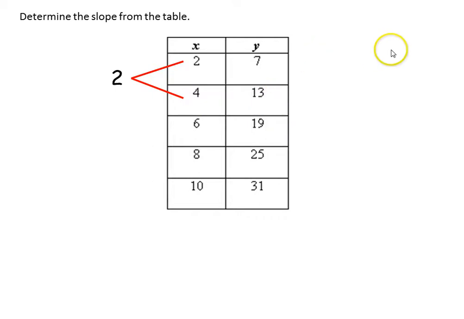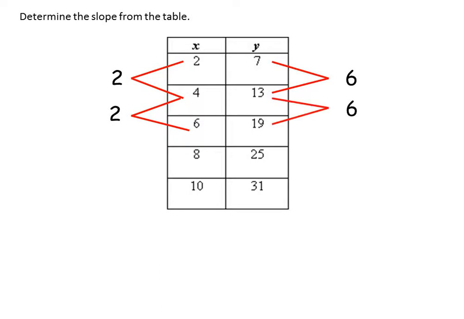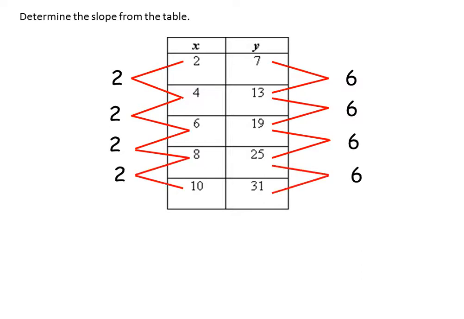If I come over here and find the difference from 7 to 13, that difference is 6. If I keep going, I can do these for any sets of points that I want. From 4 to 6 is 2, 13 to 19 is 6, 6 to 8 is 2, 19 to 25 is 6, 8 to 10 is 2, and 25 to 31 is 6.